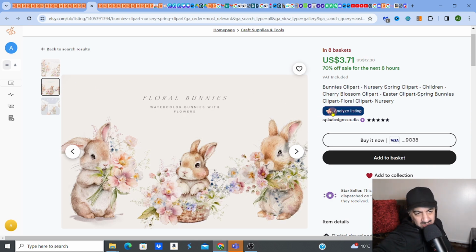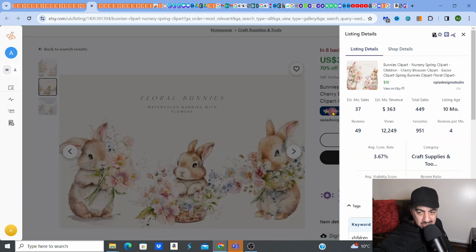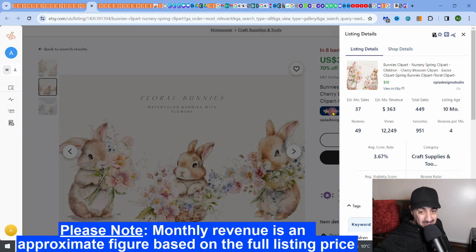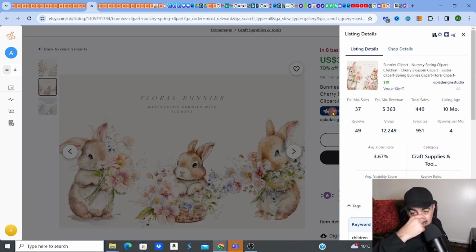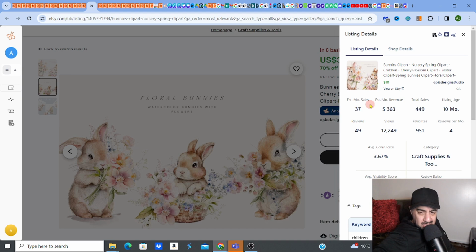So let's have a look at this one. This is just one single clip art, not even a bundle. So how much is this making? This is pretty good, I must say. It's making $363 for one actual clip art, with 37 monthly sales. That's really good. It's on sale right now, so you have to calculate the revenue with the sale included, but it's pretty decent for one listing.